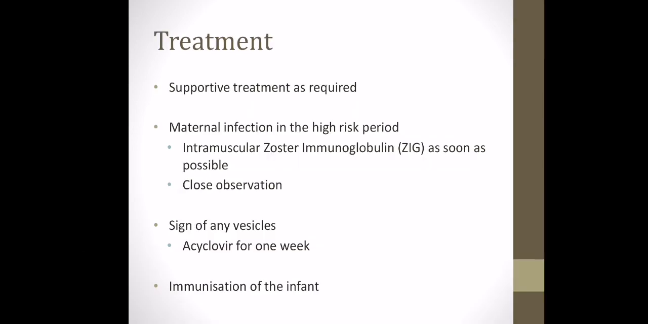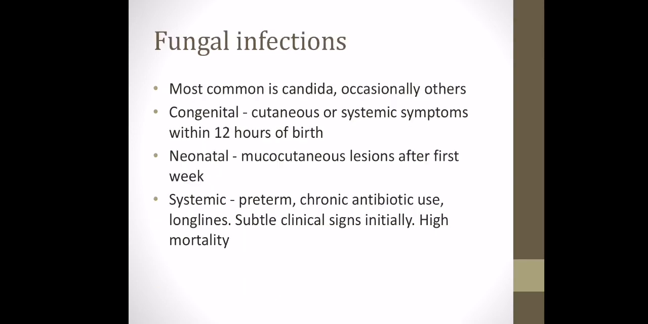So the treatment: first off, supportive treatments as required, and then if there was maternal infection in the high risk period, then the baby can be treated with IM immunoglobulin and then close observation. If there's signs of any vesicles, then they can have acyclovir and then also immunisation of the infant.